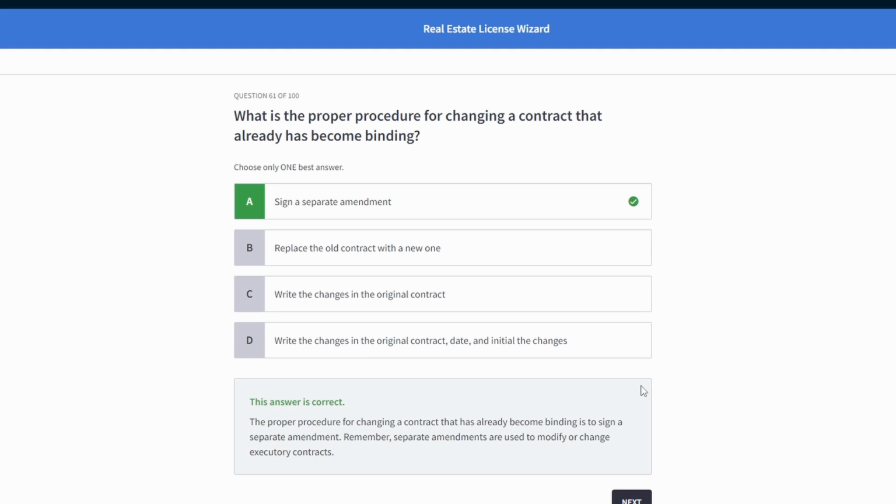Executory contracts means they are already a contract, they're signed, they're executed, or they're in the process of being. I guess that would fit in both boxes for this example. But the point is, if you read this, it kind of gives us the answer. What is the proper procedure for changing a contract that already has become binding? That's the hint there, because it's already binding. We wouldn't want to replace the old contract. That's not necessary. And we can't change the contract because it's already become binding. So we can't do these changes like that. So we would need a separate amendment in that case.